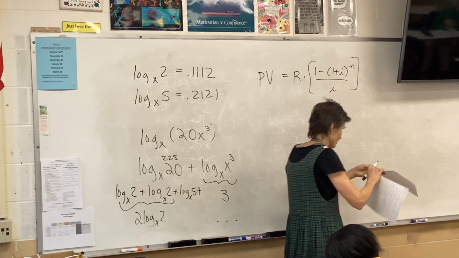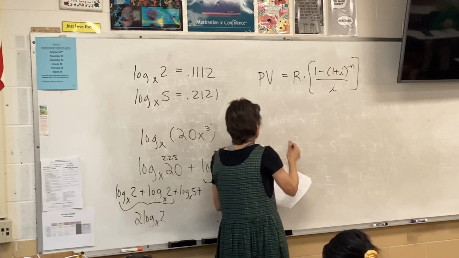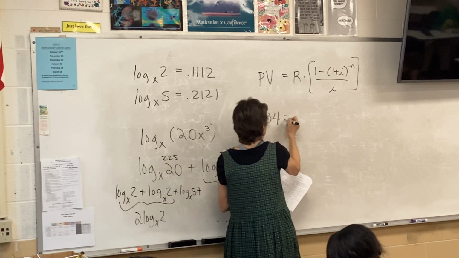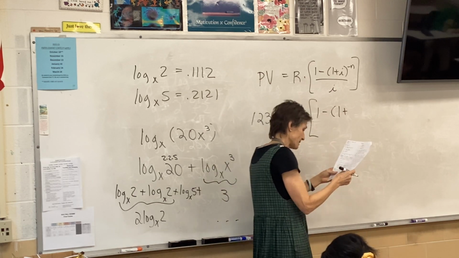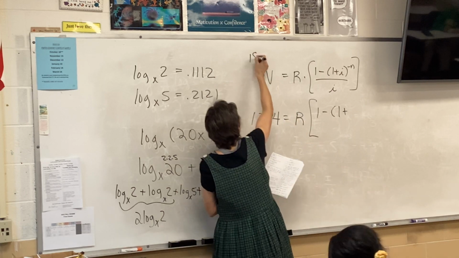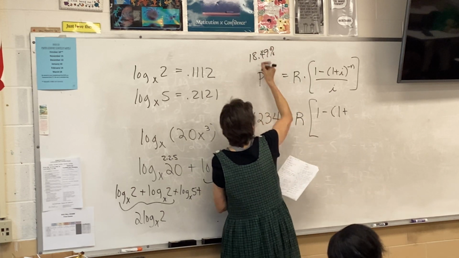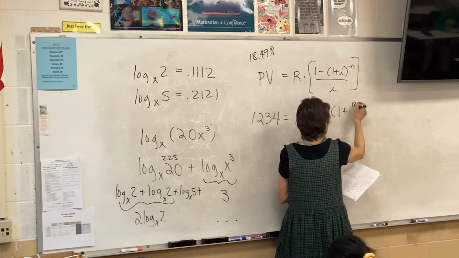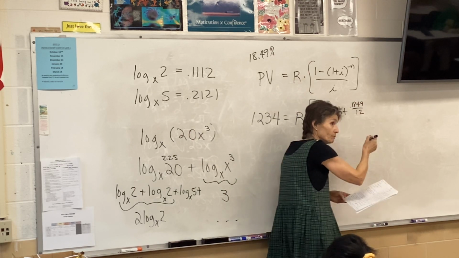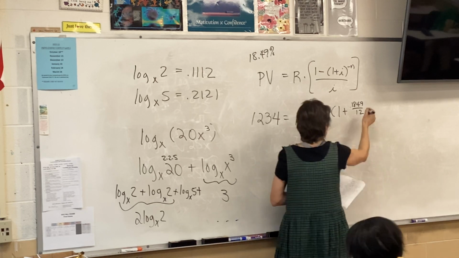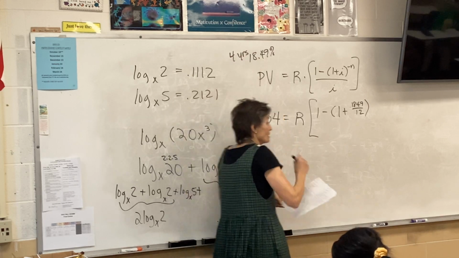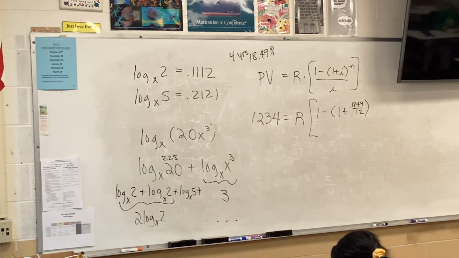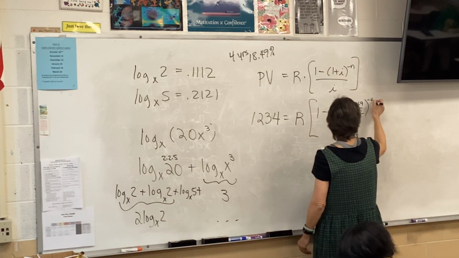Okay, and now here's what I know. My credit card balance is 1, 2, 3, 4. I need my payment. My interest rate is 18.49%. So I'll put 0.1849 divided by 12 monthly payments. And I want to pay this off in 4 years. So if I want to pay it off in 4 years, how many payments am I making total? 48. Negative 48 right here.